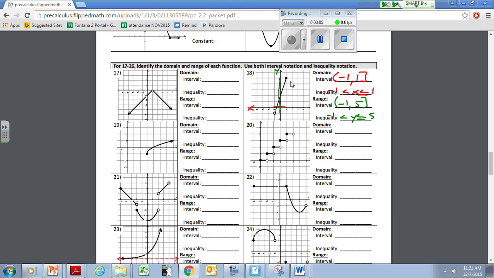Take a look at it, see if you're confused. See if you're like, I don't get it. What is he talking about? Now here's the good news. The interval version is enough. So when you give the domain and range on a test, you don't have to give both of them. You just do the one that you understand, which is the first one that we probably did.